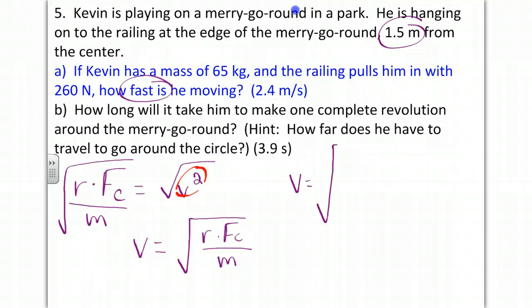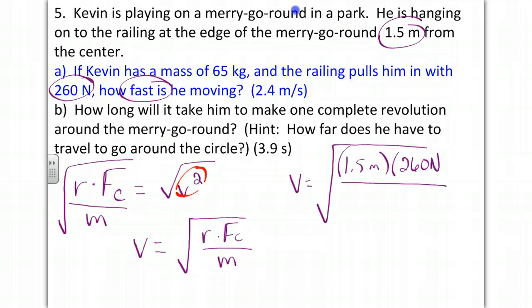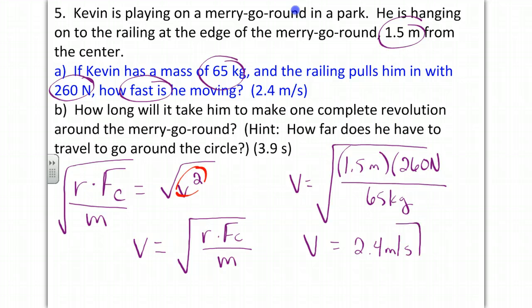So velocity equals the square root of 1.5 meters times the force given to us, 260 newtons, divided by the mass given, 65 kilograms. So the velocity equals 2.4 meters per second.